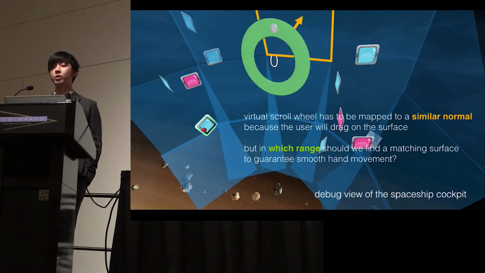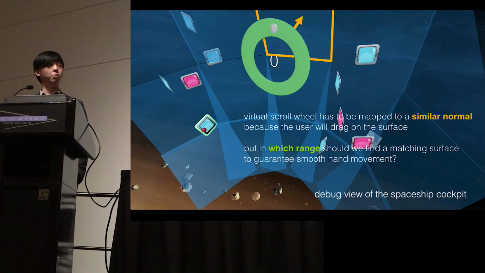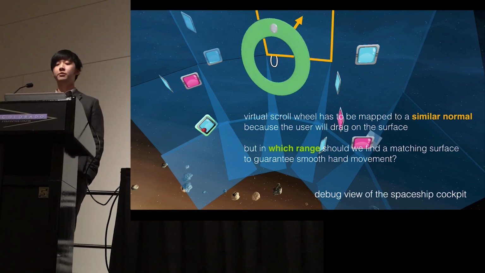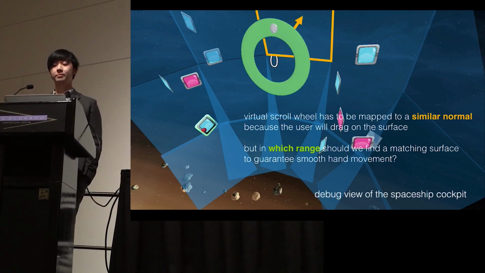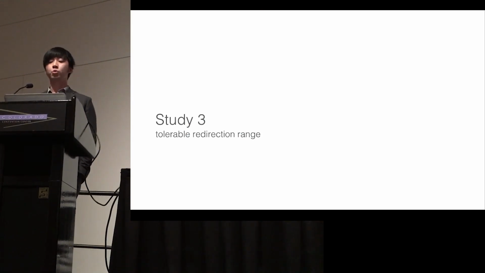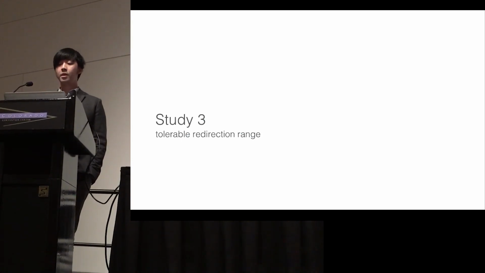Some element like the virtual scroll wheel should be mapped to a similar normal because the user is going to drag around the surface. But in which range should we find the matching surface to guarantee a smooth redirection? So we conducted our last study to learn to which extent the redirection is still tolerable for the users.